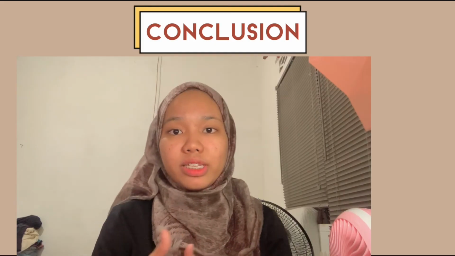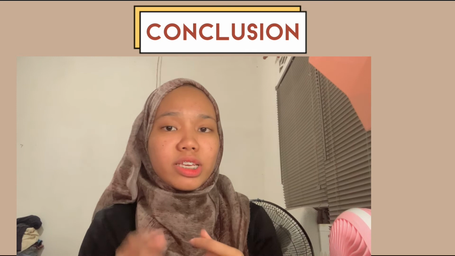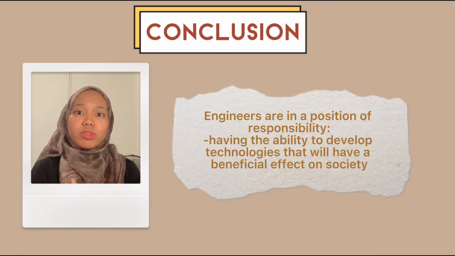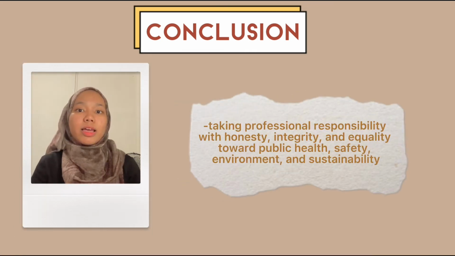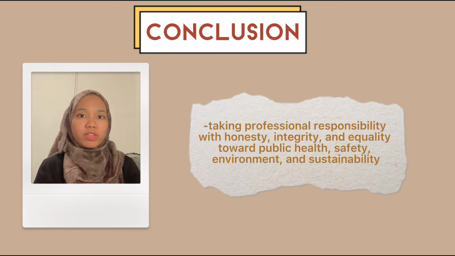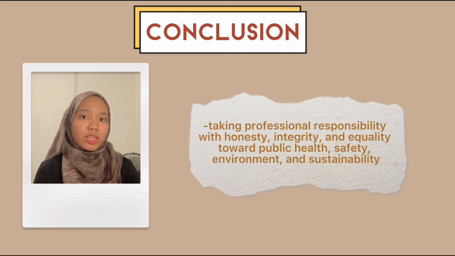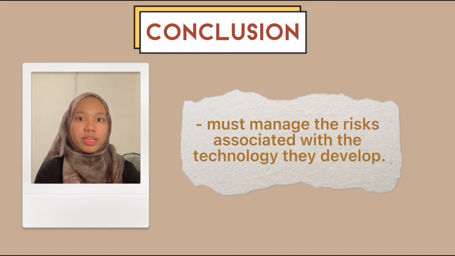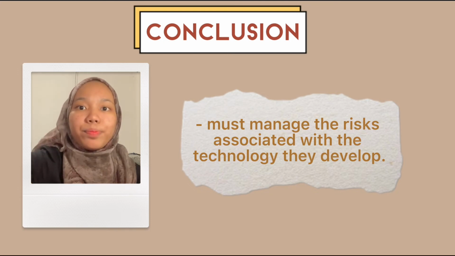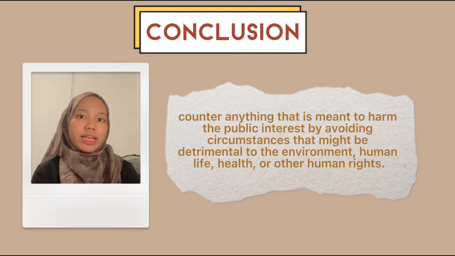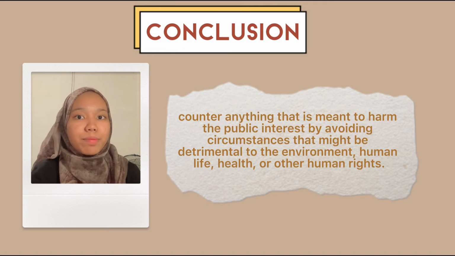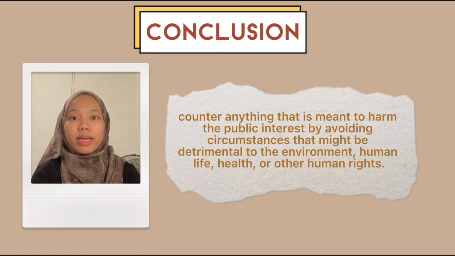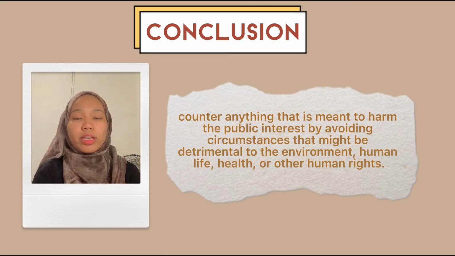To be a professional engineer, besides using critical thinking in solving problems, it is important to establish social responsibilities. An engineer should play a role in taking professional responsibility with honesty, integrity, and equity towards public health, safety, environment, and sustainability. Engineers must manage the risks associated with the technology they develop. Engineers should counter anything that is meant to harm the public interest by avoiding circumstances that might be detrimental to the environment, human life, health, or other human rights.